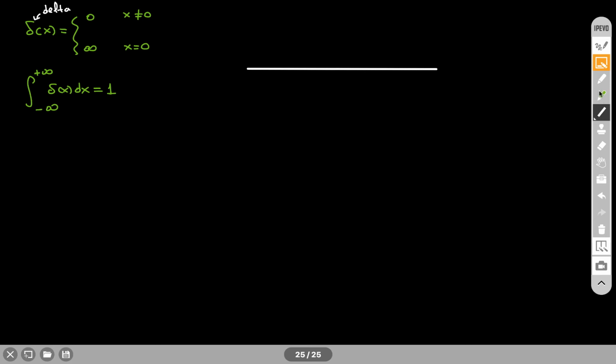So let's say this is x, this is 0, plus infinity, minus infinity. I'm going to try to draw my delta function. When you start from minus infinity, everywhere other than 0, my delta function is 0. This is my delta function. It is 0 everywhere else. But when you reach x equals 0, the delta function needs to take an infinite value.